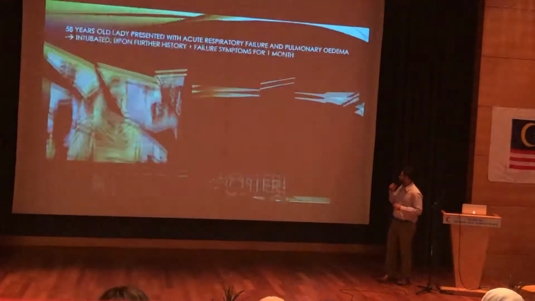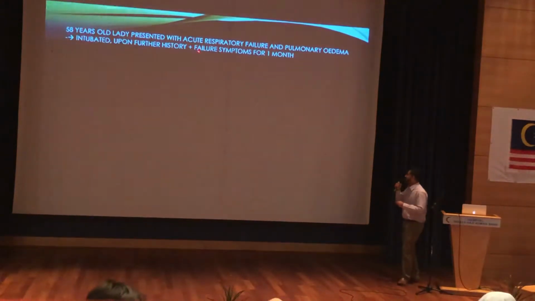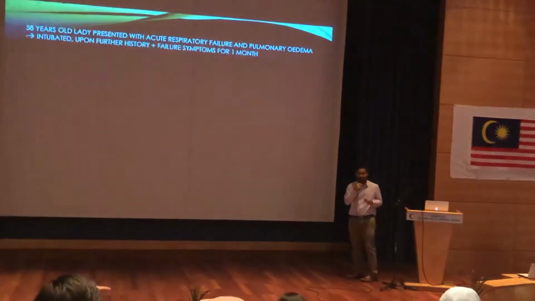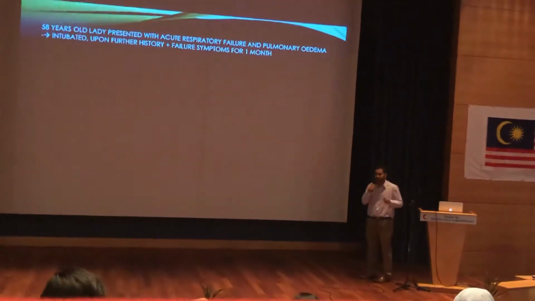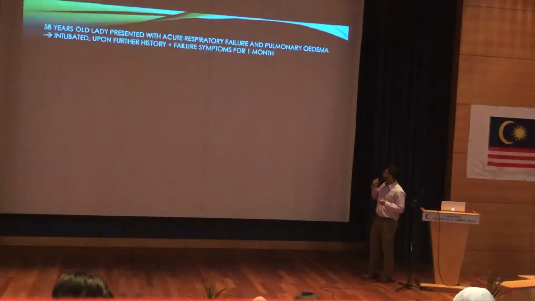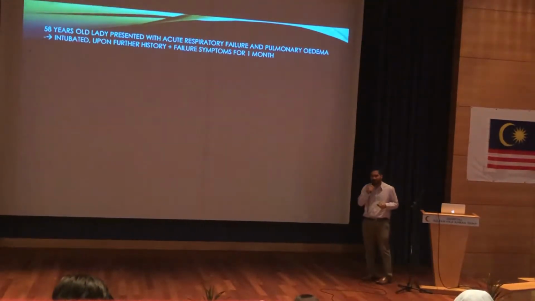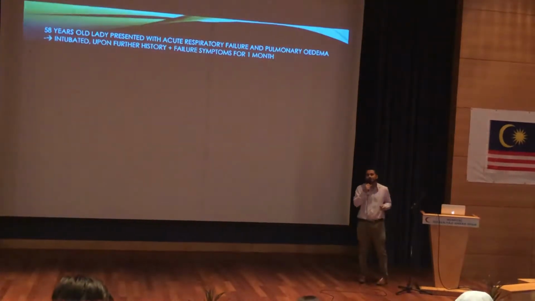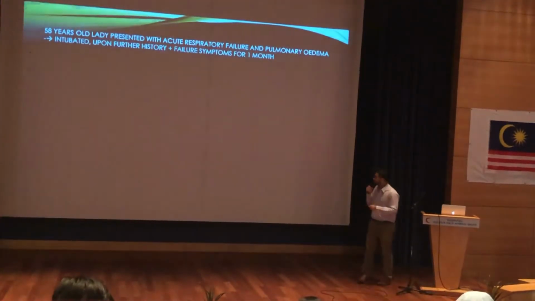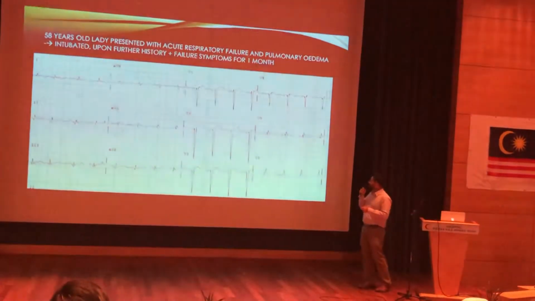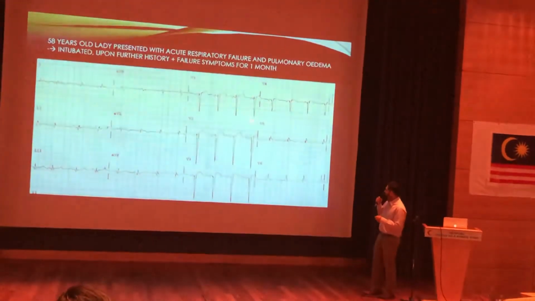You all agree. So a 58 year old lady, another one, came in with acute respiratory failure, sudden onset shortness of breath, a very stormy admission, intubated, respiratory distress, went to ICU, and you ask for further history from her. It seems that she has been having heart failure symptoms, orthopnea, PND, reduced effort tolerance for the past 1 month. So, it's an ECG masterclass today. You do an ECG. So what do you see over here?